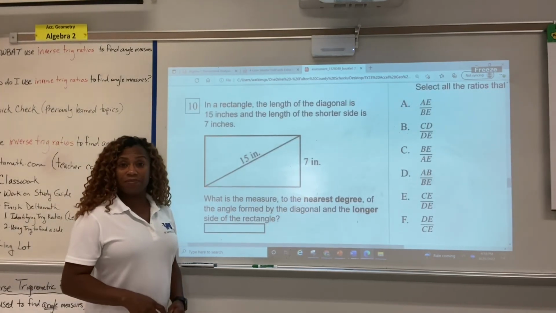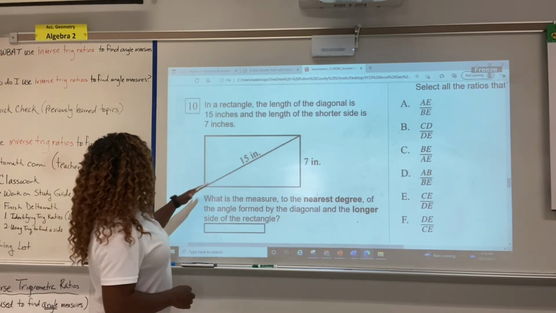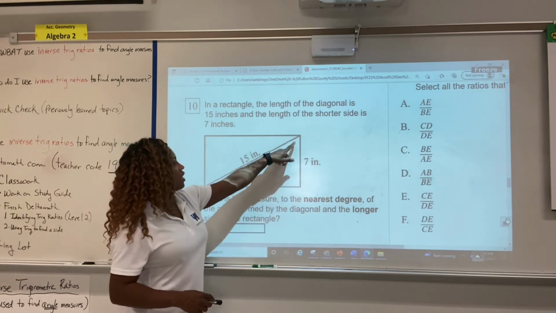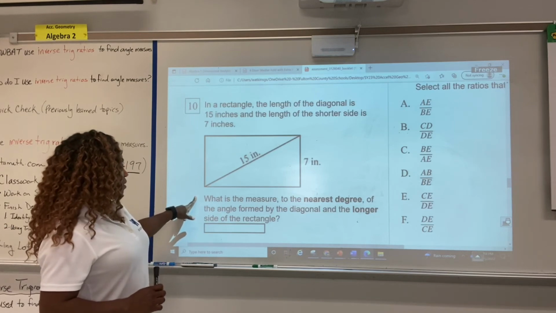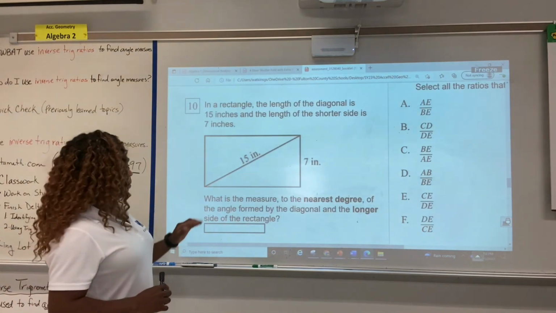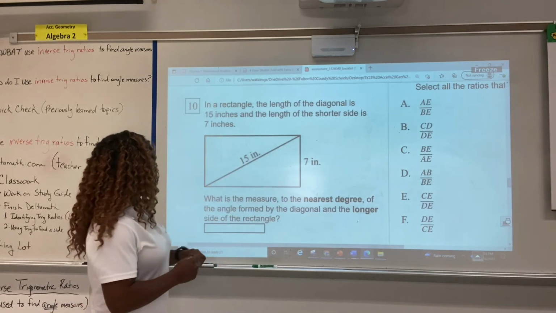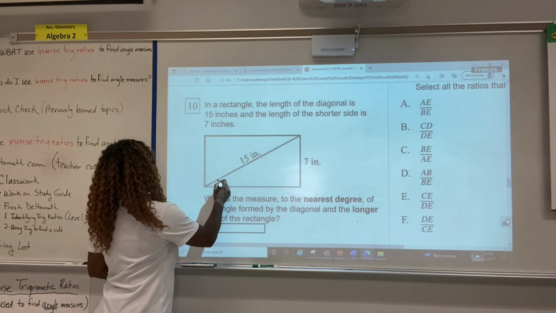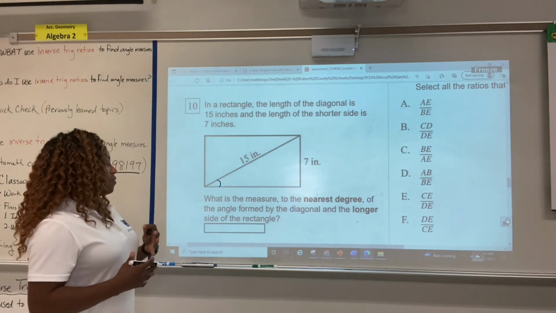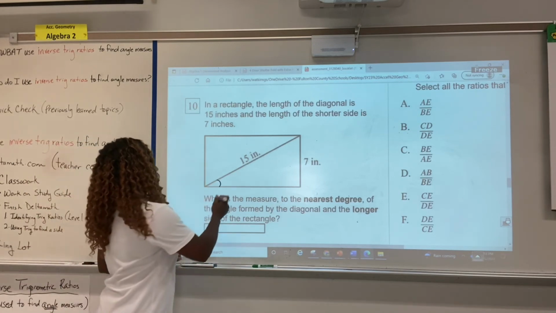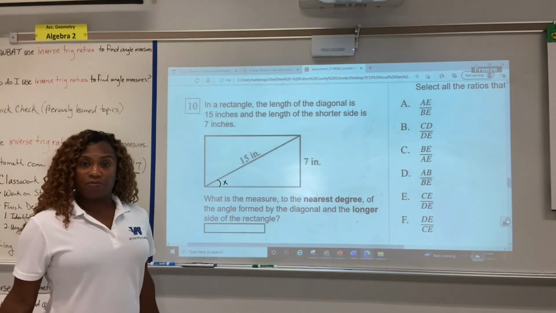Let's take a look at number 10. In a rectangle, the length of the diagonal is 15 inches, and the length of the shorter side is 7 inches. What is the measure to the nearest degree of the angle formed by the diagonal, so this side, and the longer side of the rectangle? We're being asked for the measure of this angle. Let's call that X, just to give it a point of reference.